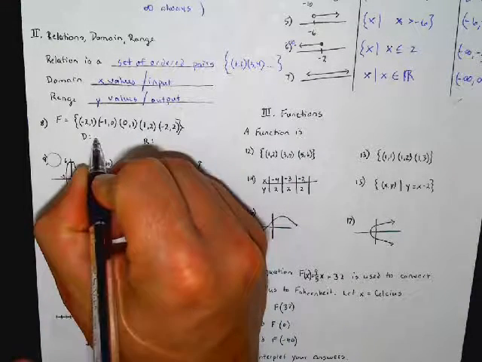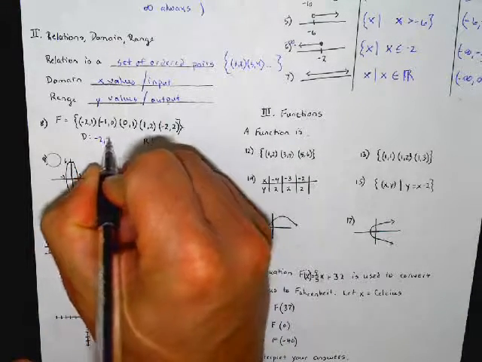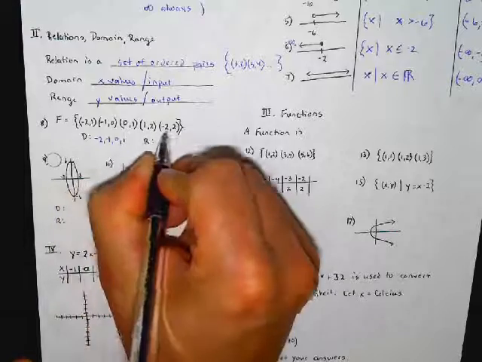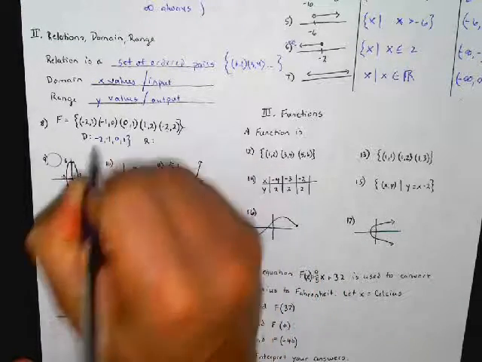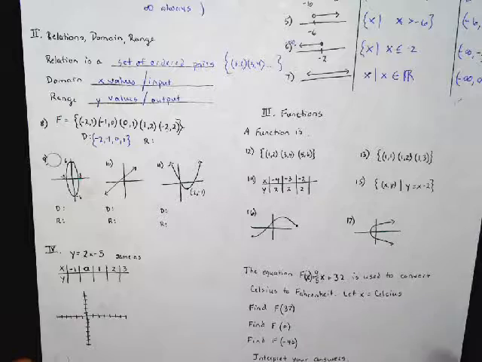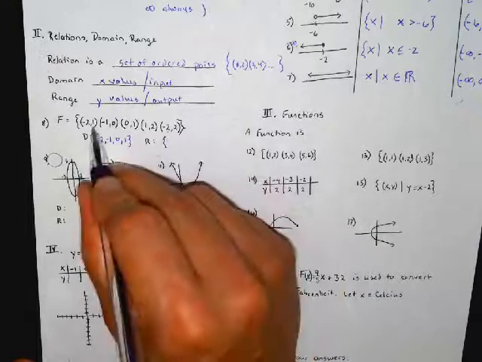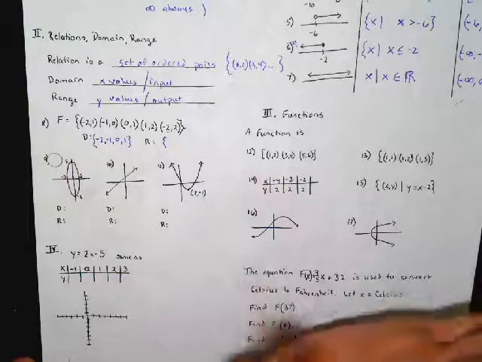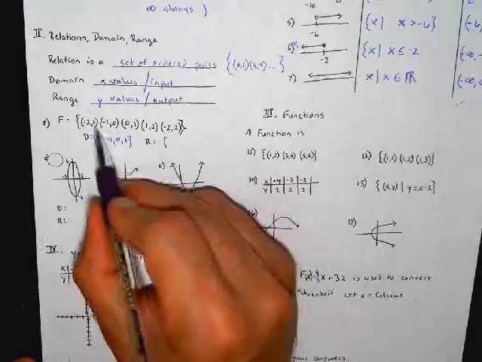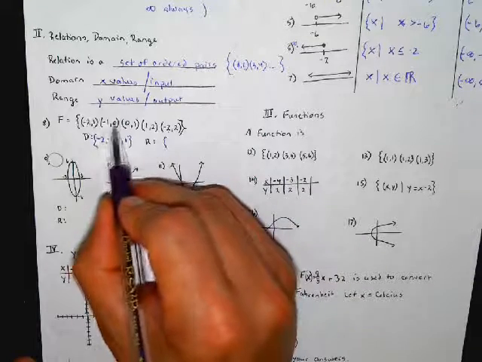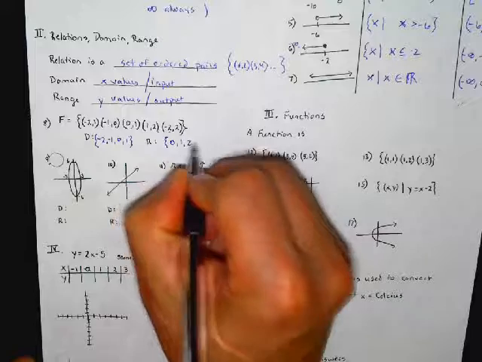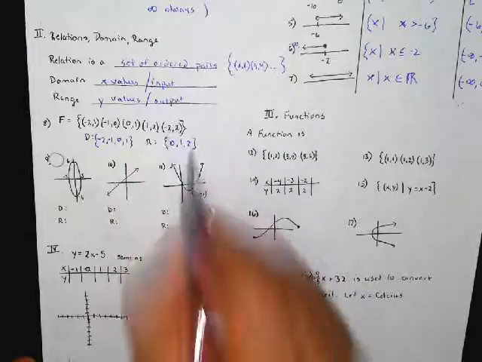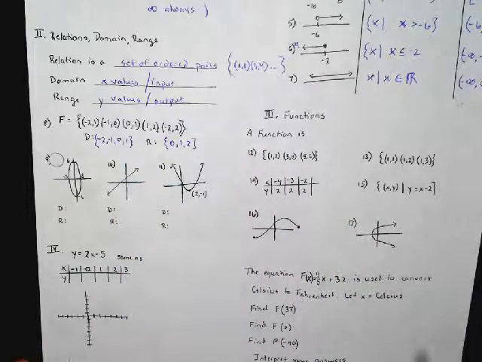Okay, the domain are -2, -1, 0, 1, and -2. Now, since -2 is already included, I don't want to include it again. So that's my domain. My range: you should technically put them in order. So if you look at your range, they are 0, 1, 2, and 2. So 0, 1, and 2. Once again, if there are repeats, you don't need to write it more than once.